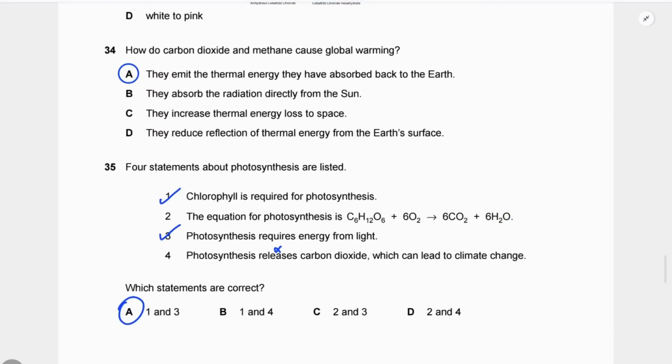35. Four statements about photosynthesis are listed. Chlorophyll is required for photosynthesis, which is correct. The equation for photosynthesis is this, which is incorrect because over here we require carbon dioxide, and this is actually reversed. Photosynthesis requires energy from light, which is correct. Photosynthesis releases carbon dioxide. No, as I told you, it's going to be oxygen here. So the correct answer is 1 and 3.